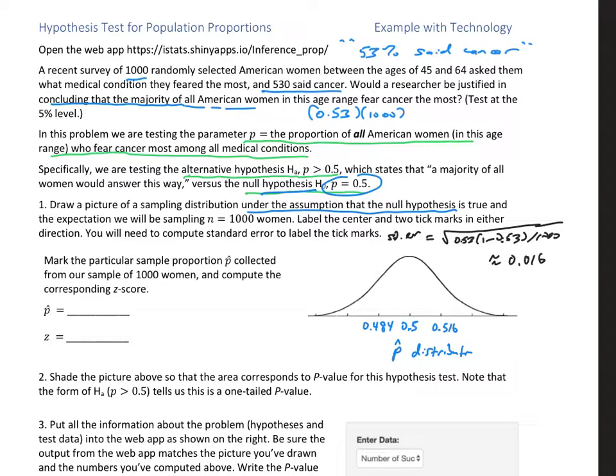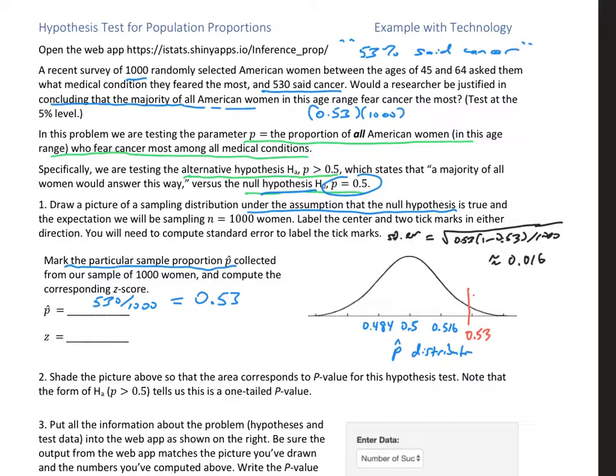Now I want to mark on this graph the particular sample proportion that I collected. So when I really did this study, 530 out of 1,000 answered cancer to this question. And so that's 0.53. Let me use a different color. So 0.53 is going to be about right there. If you would label that second tick mark, you'd see that this line is a little bit short of that second tick mark.